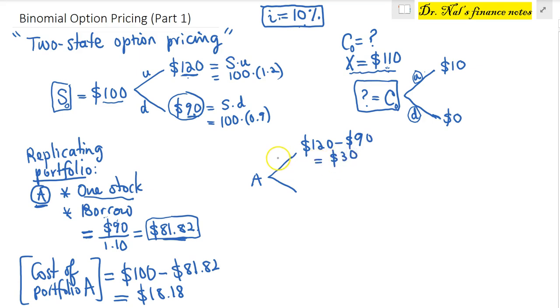So at the up event, if the stock price goes up, portfolio A will have a value of $30. What happens if the stock price goes down? Well, my stock will be worth only $90, but the loan still has to be repaid with its interest, again $90. That one won't change, and as a result, at the down state, the portfolio will be worth $0. So our portfolio in the up state is worth $30. In the down state, it is worth $0.